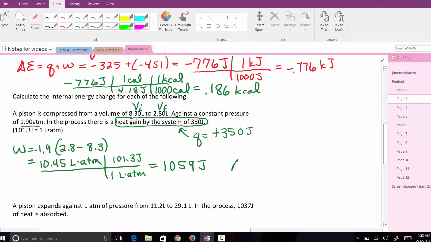So my delta E then, again, it's Q plus W, so it is 350 plus 1,059, and so 1,409 joules.